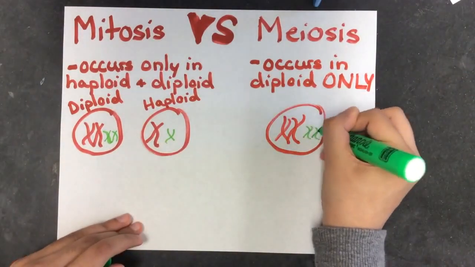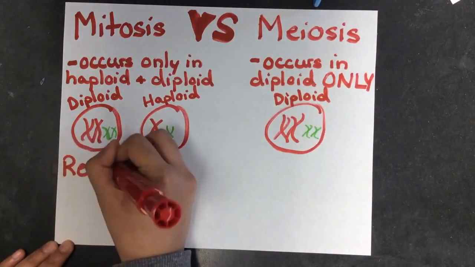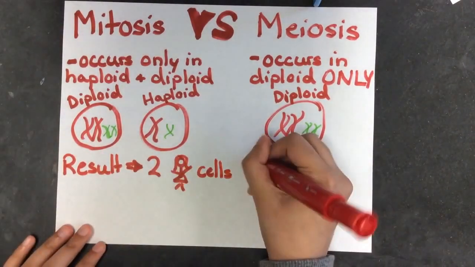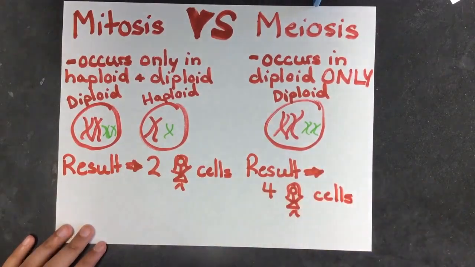Mitosis results in the creation of two genetically identical daughter cells, while meiosis results in the creation of four genetically different daughter cells.